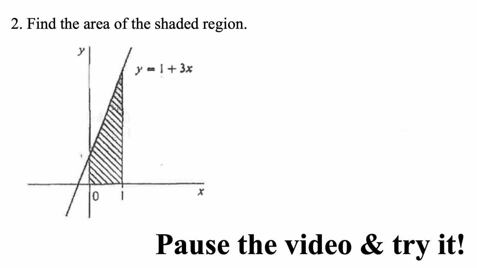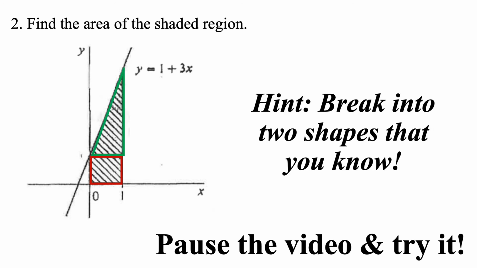So the next one we want to try is similar. Here we have a shaded region that's bounded by the axes and also the line x equals 1 and the line y equals 1 plus 3x. So again, go ahead and pause the video to try to find the area of this shaded region. Here's a hint. You might want to break this into two shapes that you already know in order to find your area.